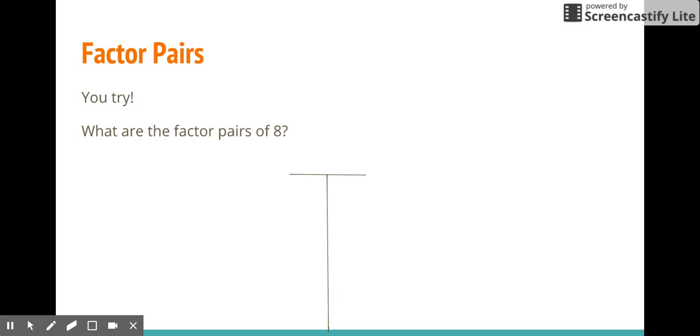After drawing your t-chart, the first thing you should have done is put an 8 at the top. That helps to keep your focus and remind you of the number that you're trying to find factor pairs for. Then you'll want to start at 1 and ask yourself 1 times what equals 8. I hope you remember that 1 times 8 equals 8, so 1 and 8 should be factor pairs.